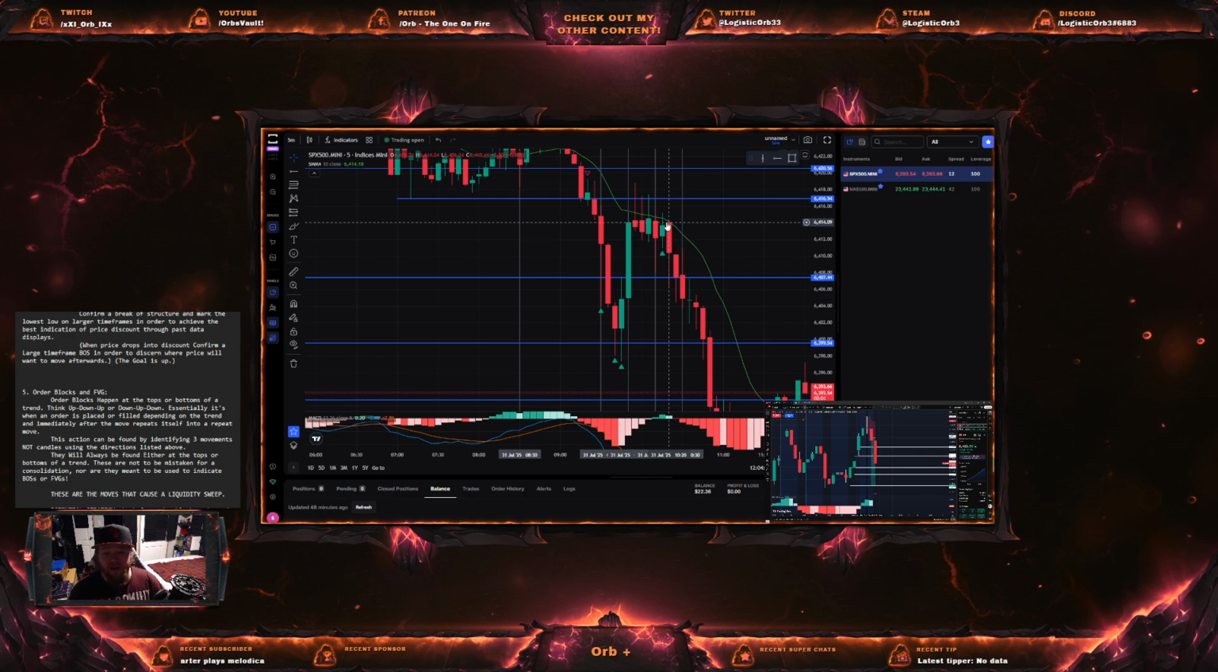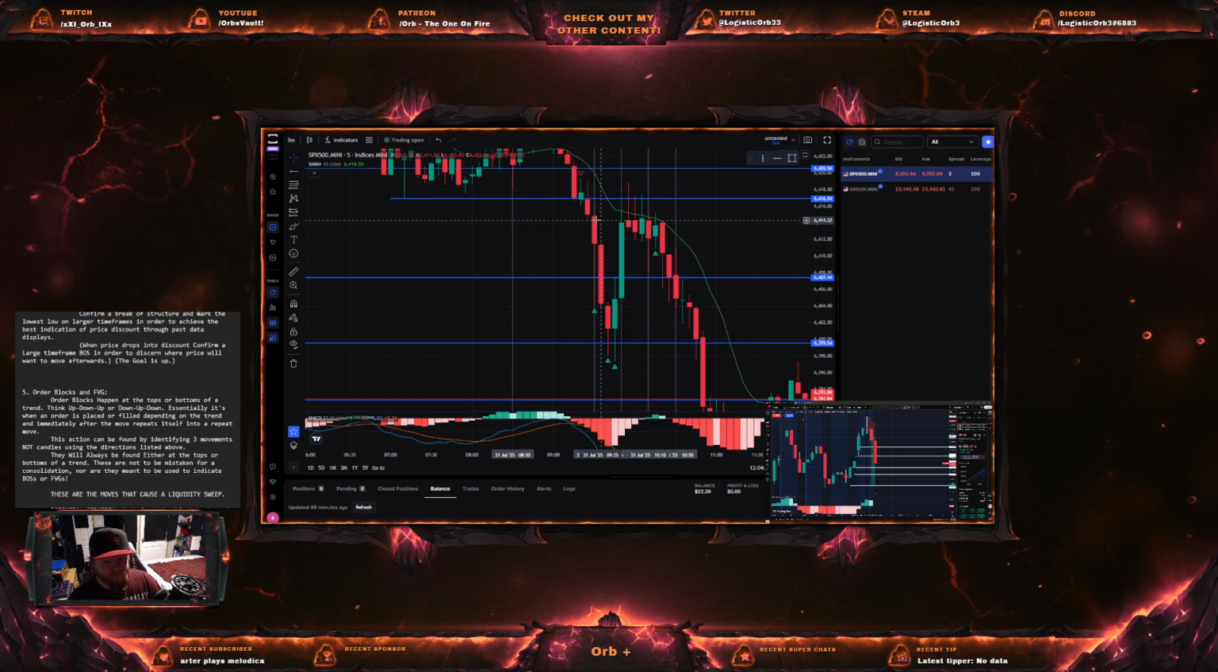There wasn't even an inverse fair value gap. This closed, but it wasn't above this right here. The bottom of that wick there, it didn't close above it. So, no inverse fair value gap. No sign of reversal. Stay in market. Okay? From that point, we continued to wait.